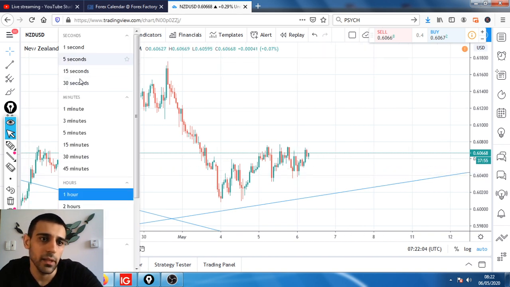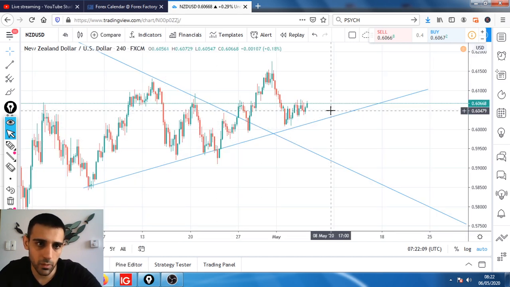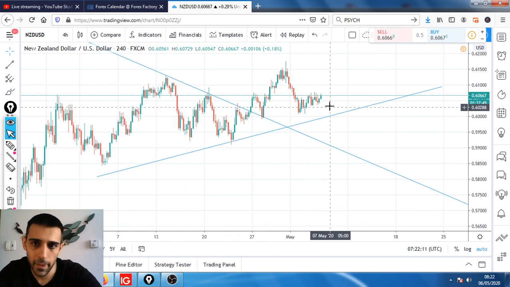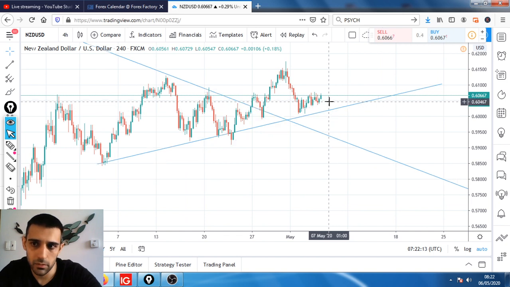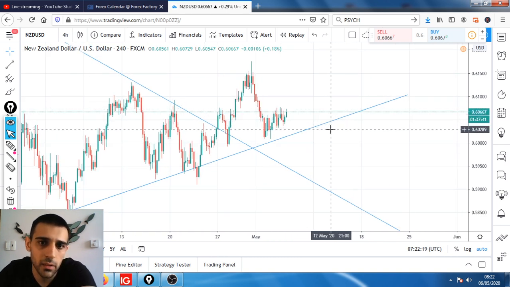60, 40. Let's have a look at the 4 hourly time frame and see what we have. Okay, that gives us 20. 20 is not good, because we need to meet the risk reward. Always a risk reward. So 60, 30, that gives us 40 pips.